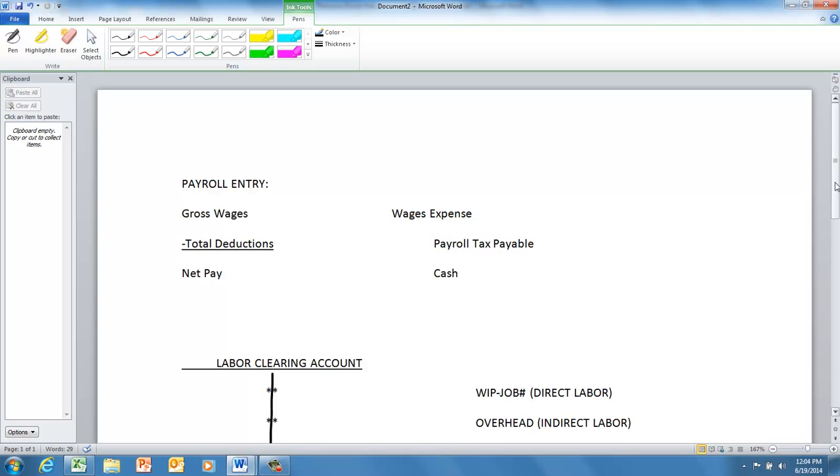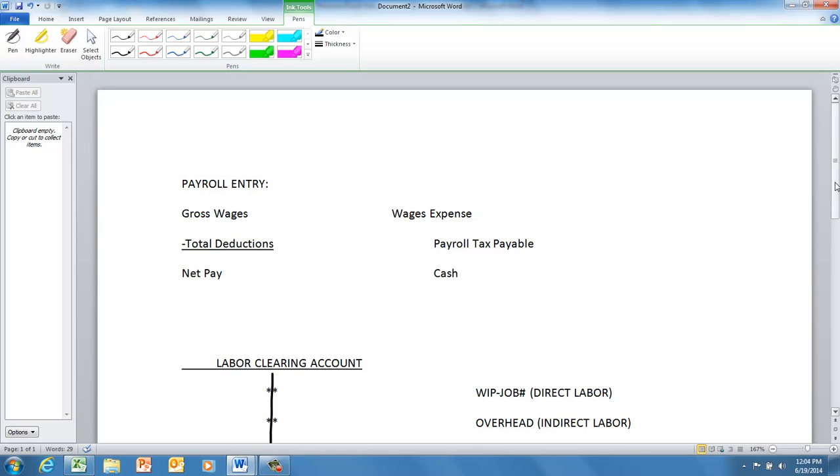We also learned in Accounting 101 that the gross wages is debited to an account called wages expense, and the credits for total deductions might be a whole variety of credits. We might have Social Security tax payable, FIT tax payable, Medicare tax payable, and health insurance payable, if we took health insurance out of their check, since that has to go to the health insurance company, etc. And then we credit cash for the net pay, because that's how much we're actually writing the check out to this employee.